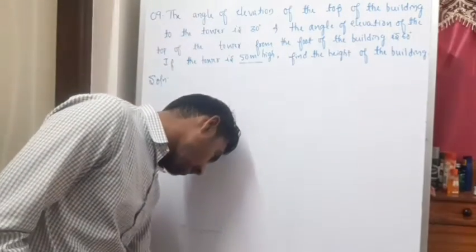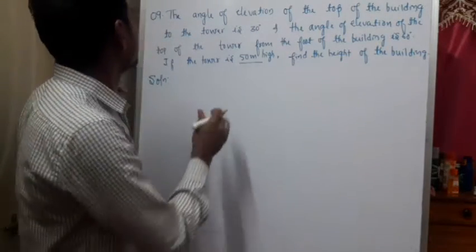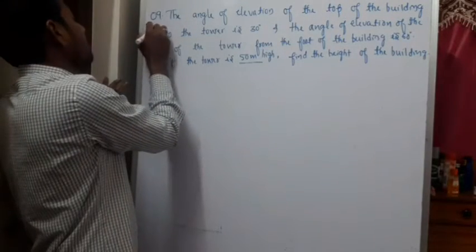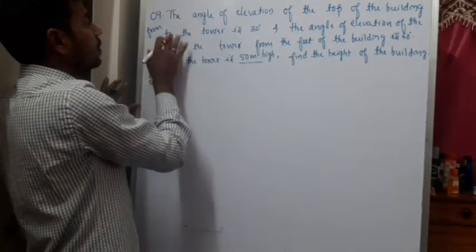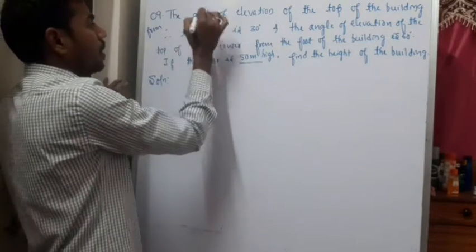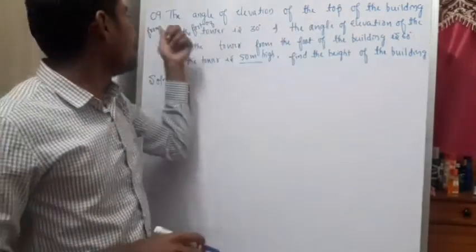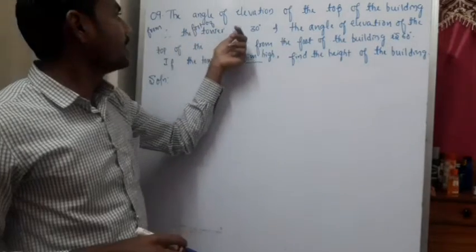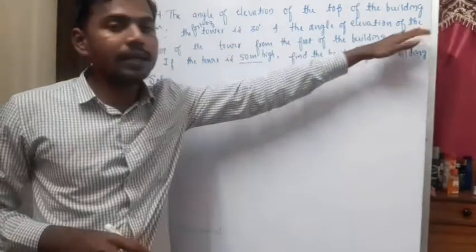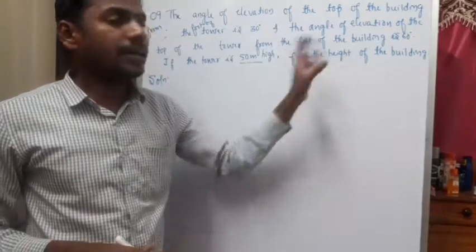Is it so? From the foot of the tower... This "from" is missing. The angle of elevation of the top of the building from the foot of the tower is 30 degree, and the angle of elevation of the top of the tower from the foot of the building is 60 degree. So, if the tower is 50 meter high, find the height of the building.